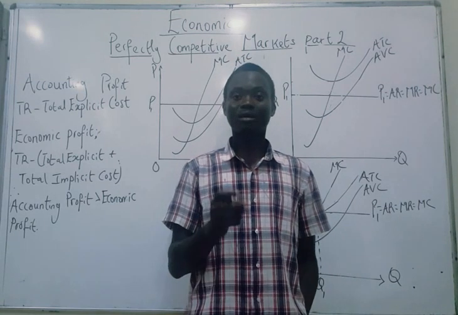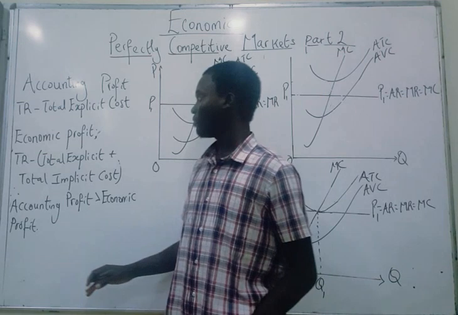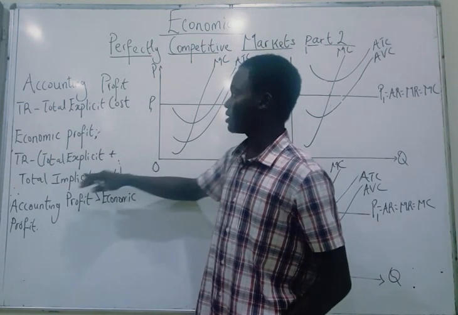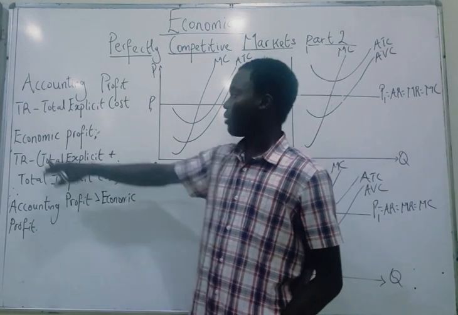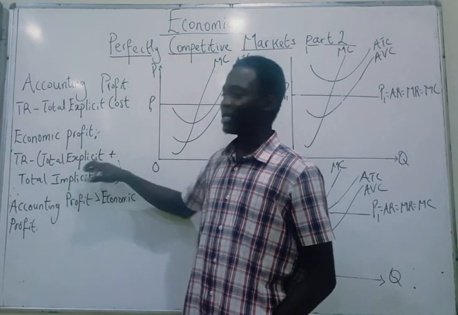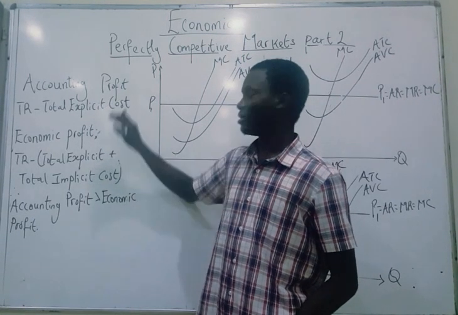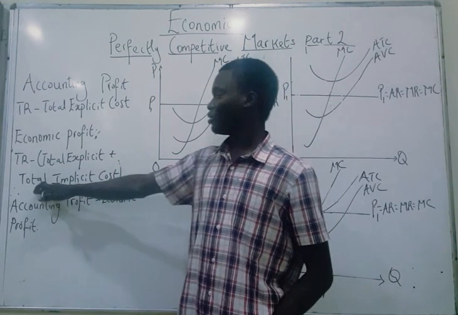And in fact, accounting profit is going to be greater than the economic profit, and that is exactly what we have here. Okay, so we have accounting profit simply equal to total revenue minus total explicit cost. How about the economic profit? Economic profit is simply total revenue minus the total explicit cost, that is what the accountant calculates. Then you can notice that this is in brackets, plus the total implicit cost.